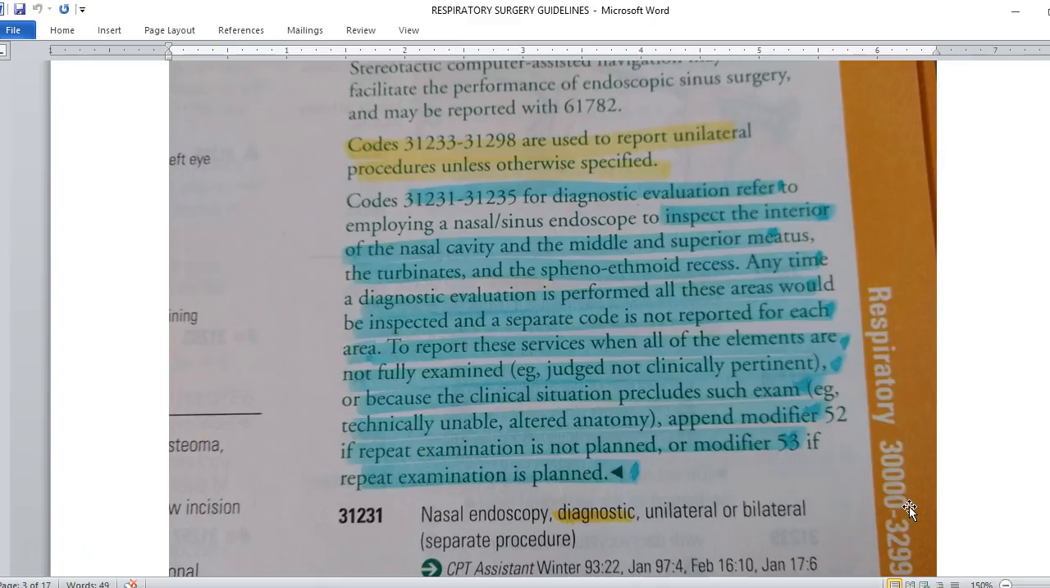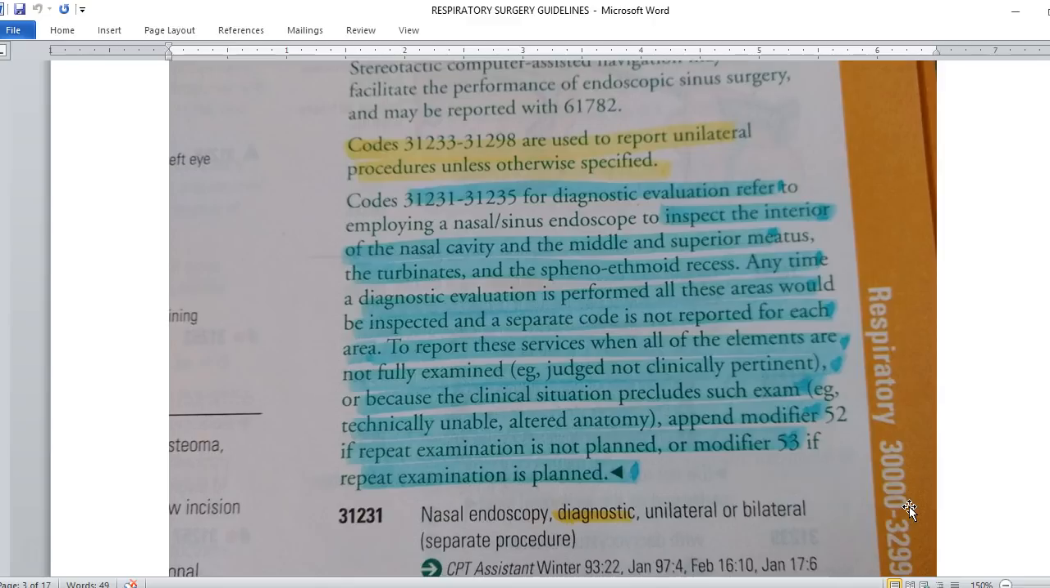Okay, so let's go back. So first of all, to code these codes, we need to make sure they're looking at all these areas, okay? They're looking at the cavity, they're looking at the meatuses, they're looking at the turbinates, they're looking at the sphenoid-ethmoid recess. If they cannot look at one of those, let's say there is a tumor in the ethmoid recess, okay? They're not going to be able to get in there. So what we need to know is, number one, is it documented why they couldn't get there? And number two, are we going to repeat this examination or not?